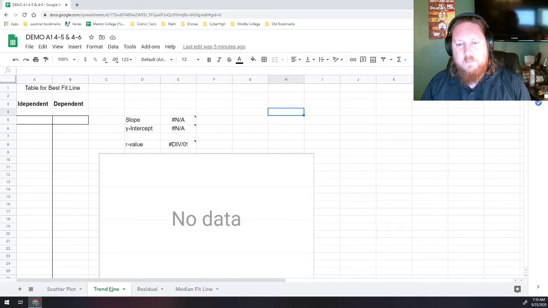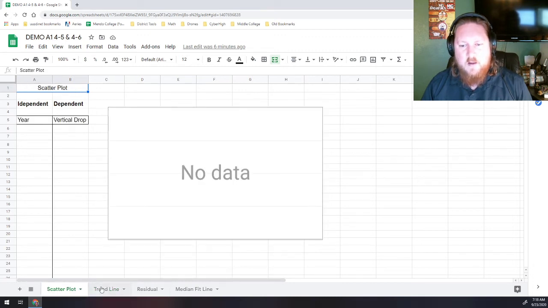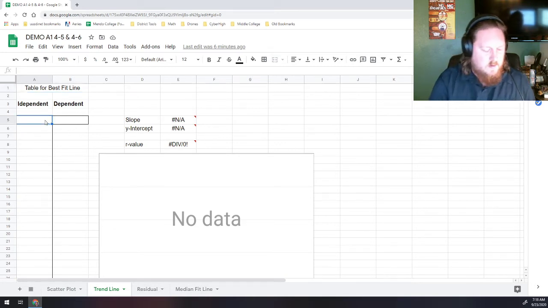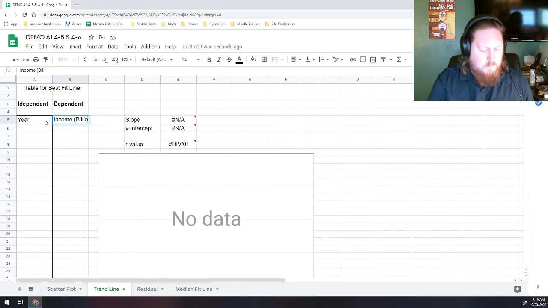You can see on the bottom of the page here, it says trend line. I'm now on that, and it should say table for best fit line up in the top. And on scatterplot, it should just say scatterplot. So table for best fit line. Think of the independent and dependent variables. Independent is year, dependent is income, and this was in $1 billion.